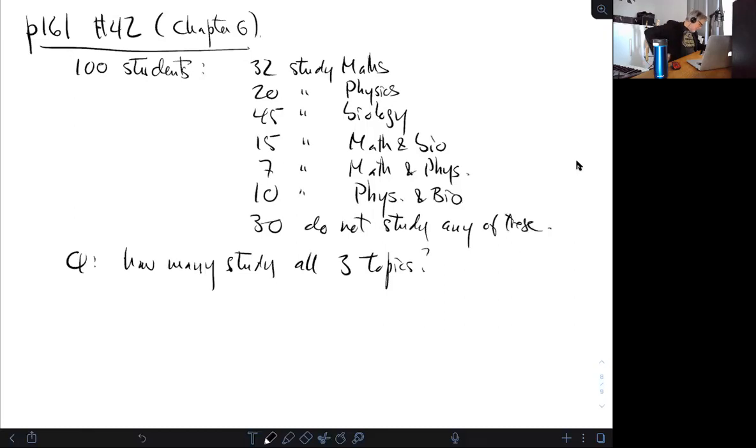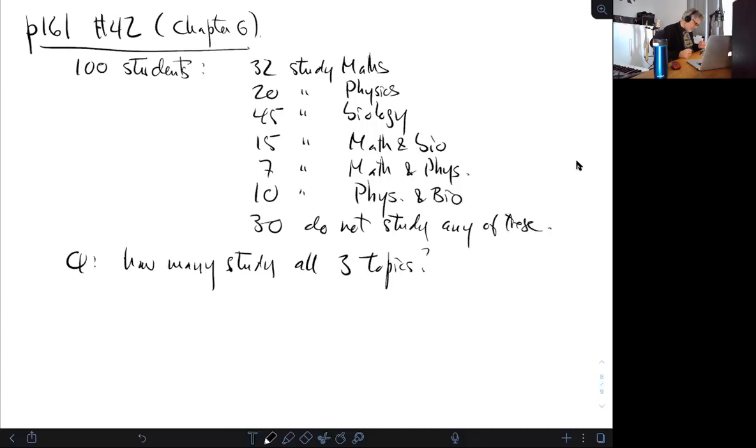Okay, so how does this work? I have a universe of 100 students, and I have these 3 subsets. There's the students studying math, those studying physics, and those studying biology. And some will study exactly 1 or maybe 2 or 3 of them, or not at all. And I have to figure out basically how many study exactly what.